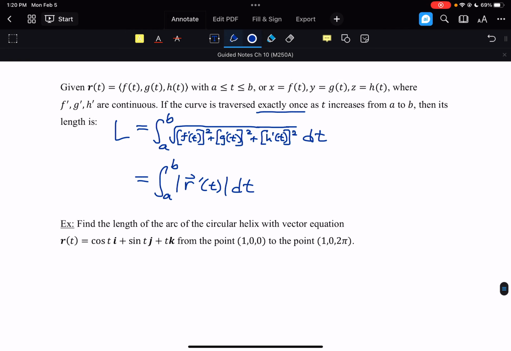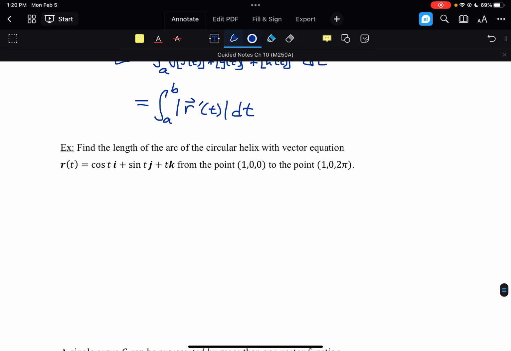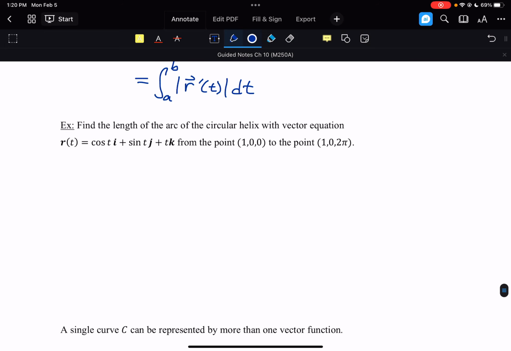So let's take a look at an example. Find the length of the arc of the circular helix with this vector equation, cosine t, sine t, and t, from the point 1, 0, 0 to the point 1, 0, 2 pi. We saw this curve in a previous section. We looked at the sketch of this curve. It was that circular helix going like that. Now we're going to find its arc length.